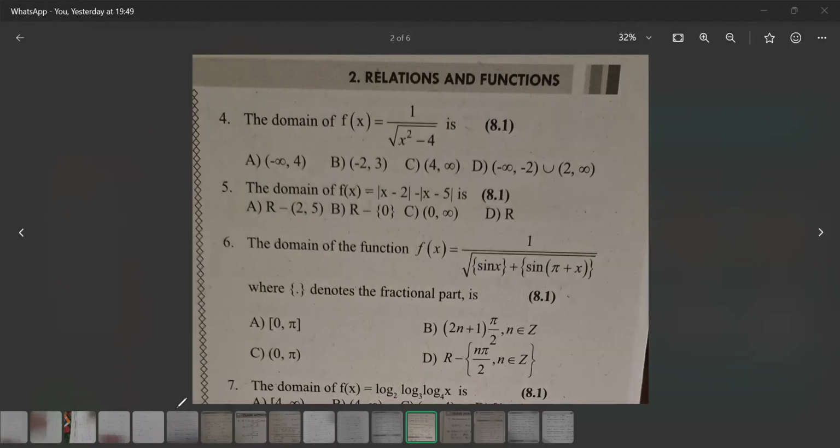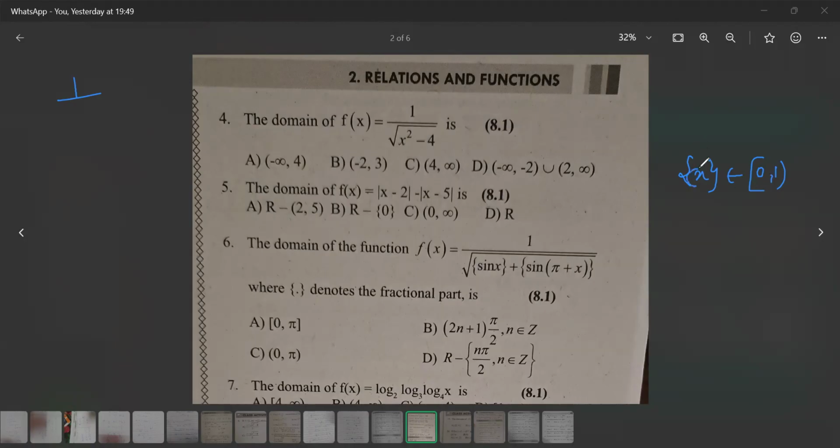For x, whatever the x values equal to 0, this will be 0. And the fractional part of x is always a positive number, right? The value of the fractional part of x is 0 to 1, 0 included, 1 not included, right? So as you know, this is always positive.